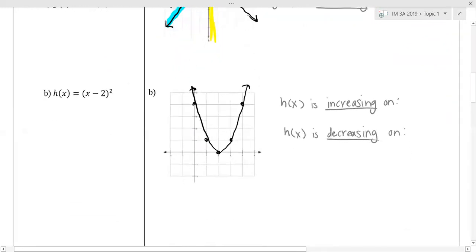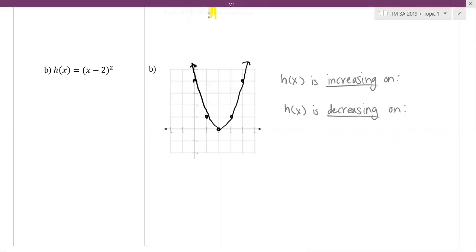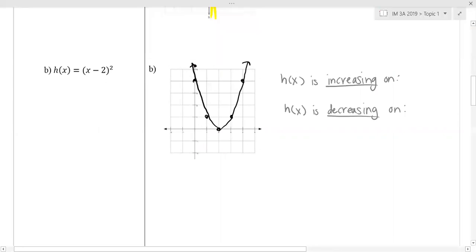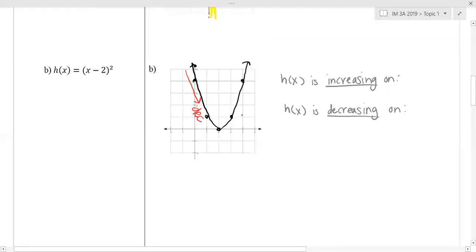If we look at the graph for part B, it has a positive a value, so it's pointing upward and has a minimum. On our left-hand side, instead of increasing as I go from left to right, it's starting at the top of the graph and going downward. So this side of the graph is decreasing, whereas the right-hand side of the graph is increasing.